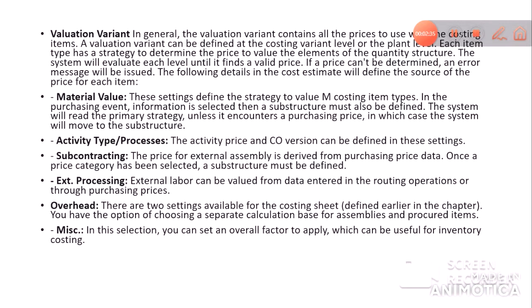Material value. These settings define the strategy to value M costing item types. If purchasing info record is selected, then a substructure must also be defined. The system will read the primary strategy unless it encounters a purchasing price, in which case the system will move to the substructure.